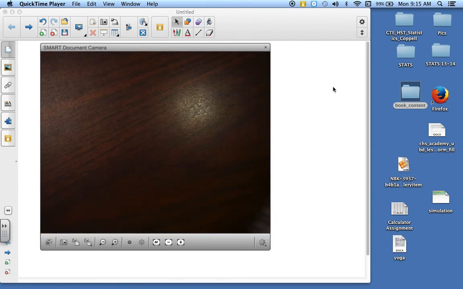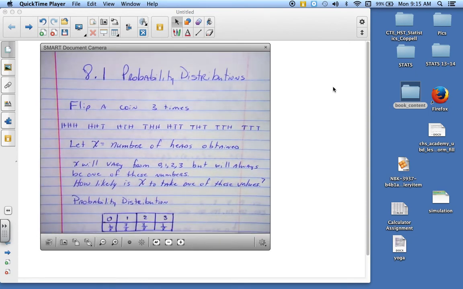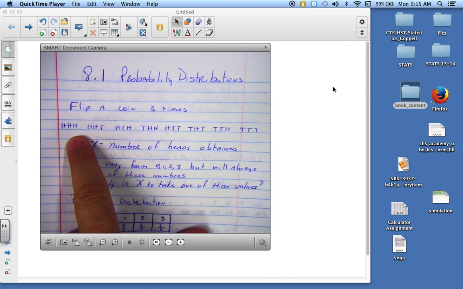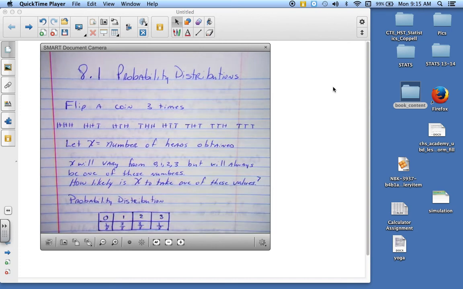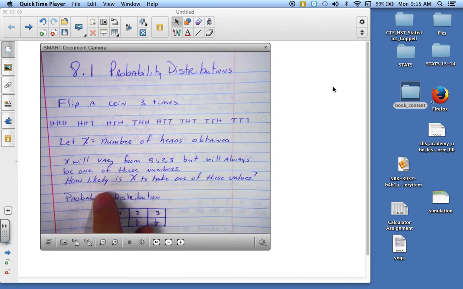All right, first of all, let's pretend we're going to flip a coin 3 times. Here are my outcomes. I have 8 of them. So we're going to define x as the number of heads obtained. X will vary from 0, 1, 2, 3, but will always be one of those numbers. How likely is x to take on one of the values? That's the question we're going to discuss right now.